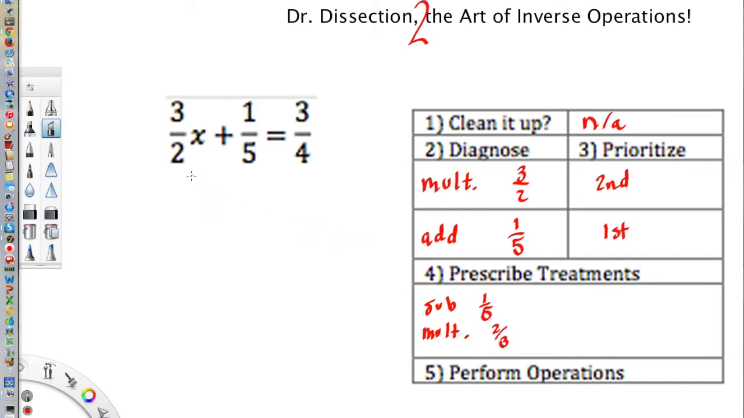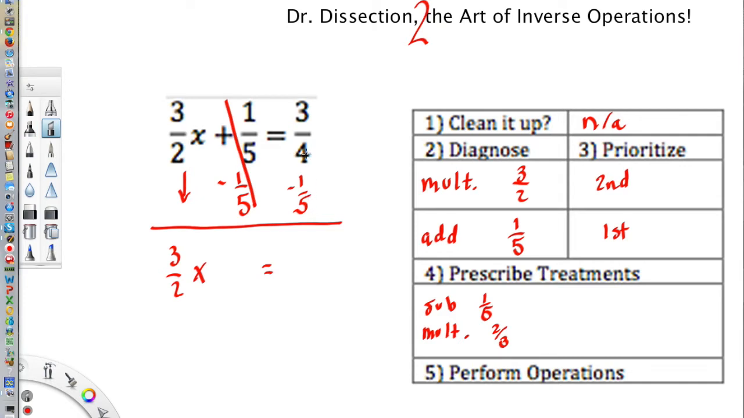Okay, let's dive into this. Let's first subtract 1/5. We'll subtract this side by 1/5, and we'll subtract this side by 1/5. Okay, this will cancel each other out. I'll bring down 3 halves of an x. And over here, I can't subtract 1/5 from 3/4. They do not have a common denominator, so let's find an equivalent fraction.